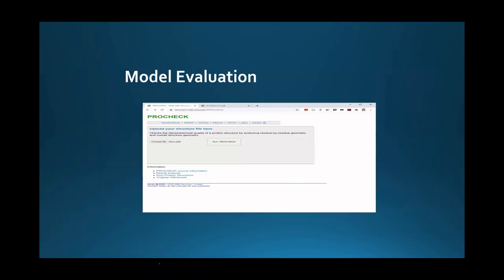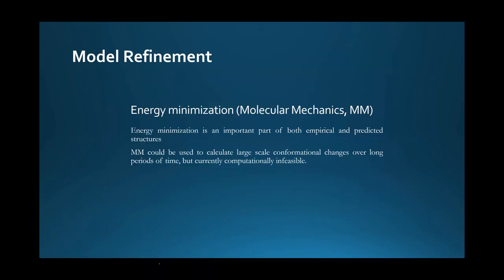Post this model evaluation, now how do you refine the structure? Because already we have patched two different structures. We have seen certain amino acids are bad. So what people do is they come up with a concept called energy minimization.